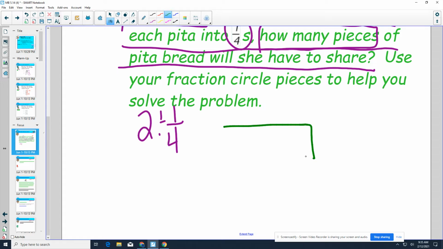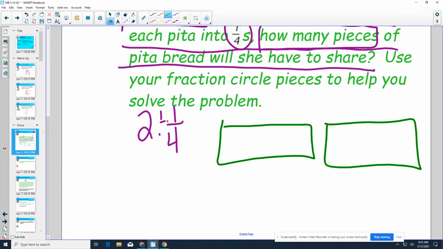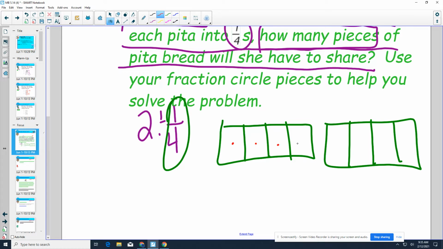And so I'm going to just draw 2 pieces of pita bread, or just 2 rectangles. And I see I got to split it into fourths, so I'm going to do 1, 2, 3 lines here. And then I got to split the second piece into fourths as well. And so when I count, I have 1, 2, 3, 4, 5, 6, 7, 8 pieces of pita bread.